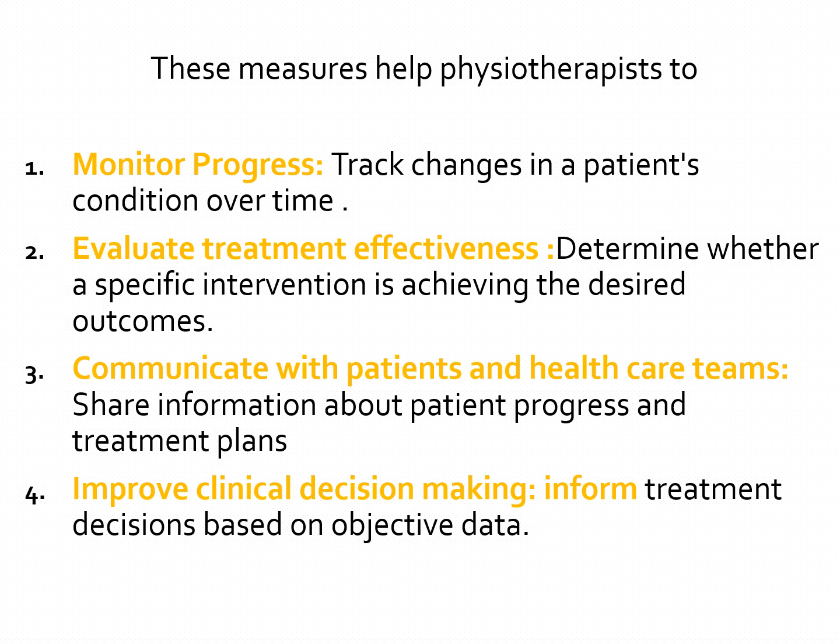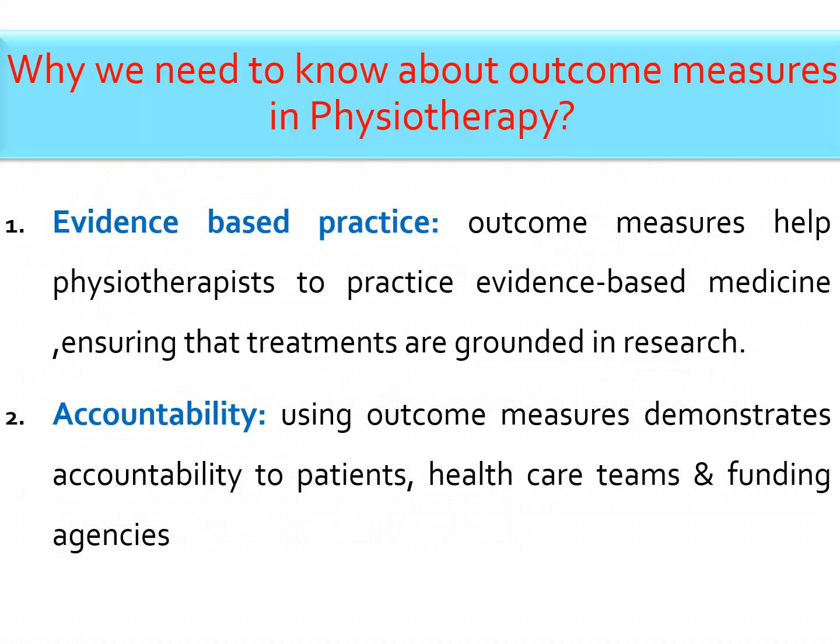Third, communicating with the patient and healthcare team, that means sharing the patient progress, and fourth, enhancing the clinical decision making, that means making informed treatment choices. So these 4 are the ways that the outcome measures are helping us.